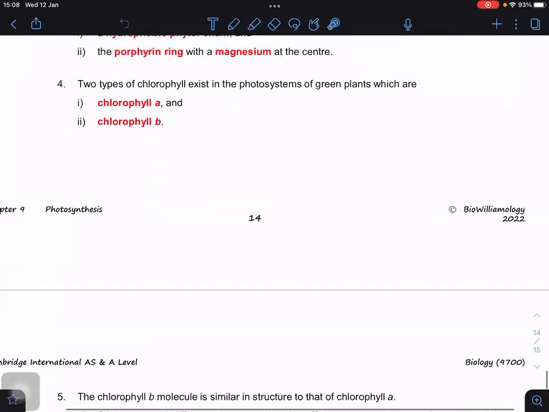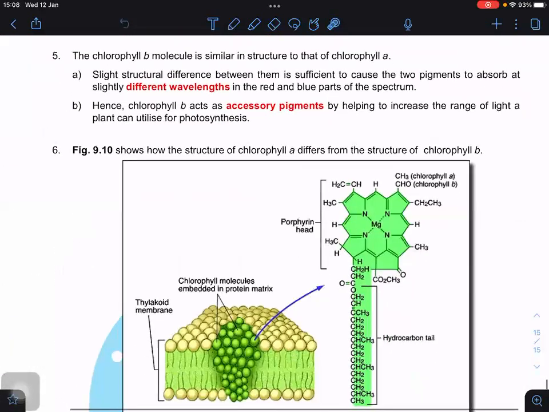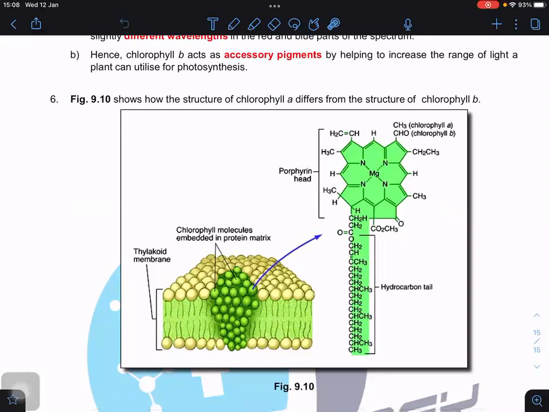So you compare the structure here. You have the hydrocarbon tail together with the porphyrin head. This porphyrin head looks similar to the structure in the hemoglobin. The heme group of the hemoglobin also has this porphyrin head. Are you clear? Now at the center, instead of Fe2+ in the heme group, we have the magnesium here. And can you see the long hydrocarbon tail?